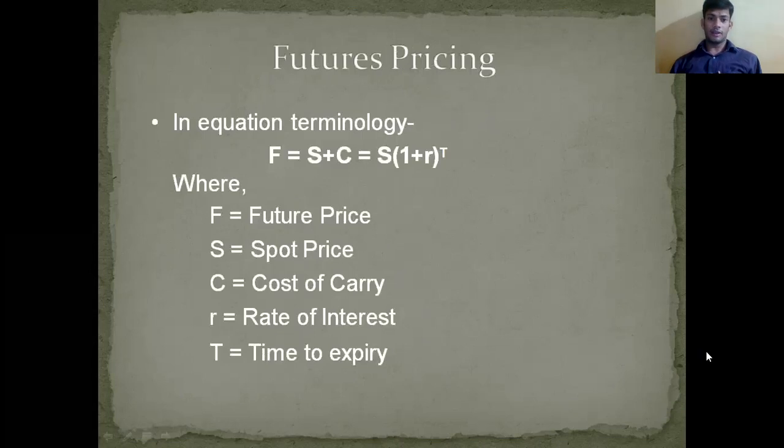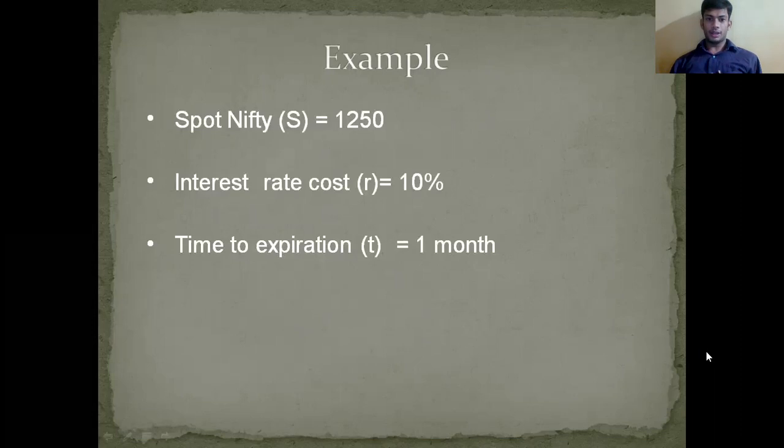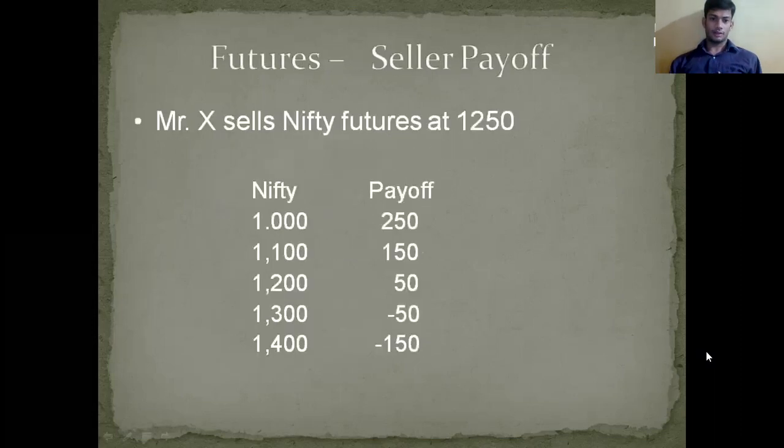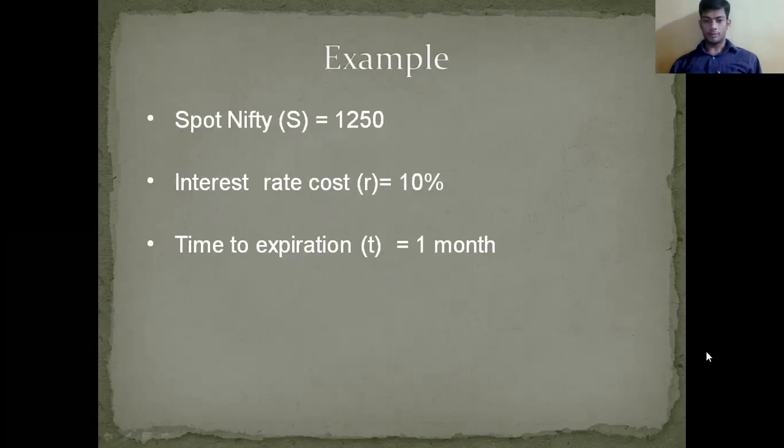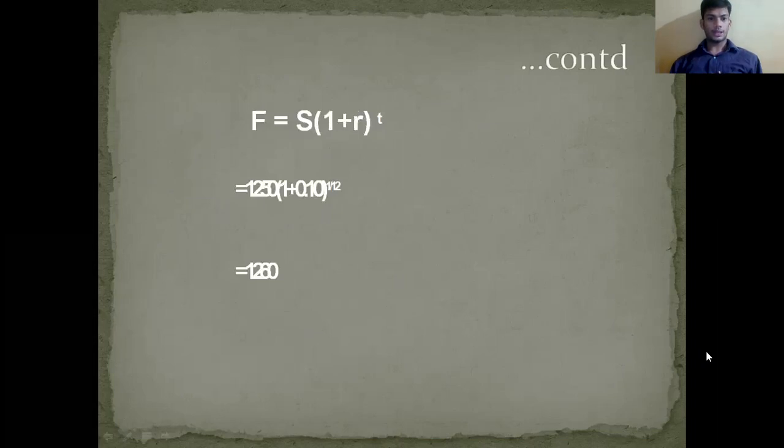Future pricing. In equation terms, future pricing is F equal to S plus C, equal to S (1 + r)^T, where F is the future price, S is the spot price, C is the cost of carry, r is the rate of interest, and T is the time to expiry. For example, spot Nifty is 1250, as we took here. Interest rate is 10% and time to expiry is 1 month. Then the calculation is F = S (1 + r)^T = 1250 (1 + 0.10)^(1/12), meaning 10/100 raised to 1/12. And the answer is 1260.